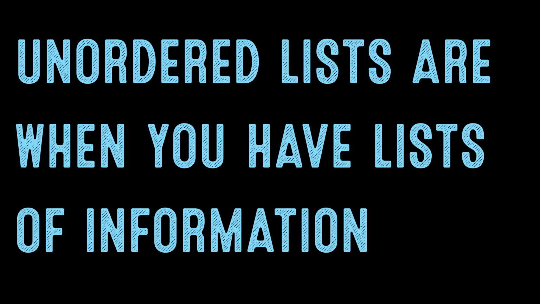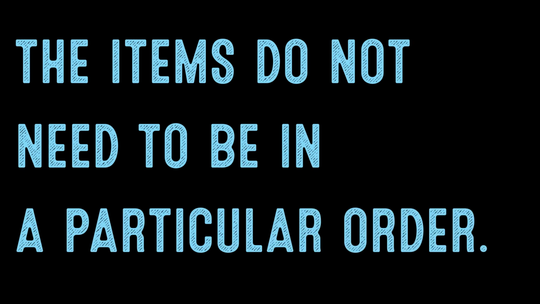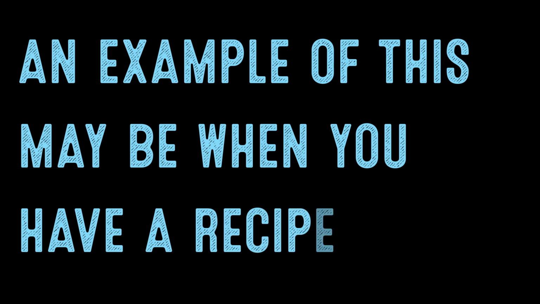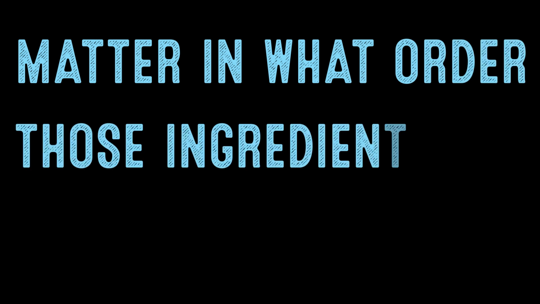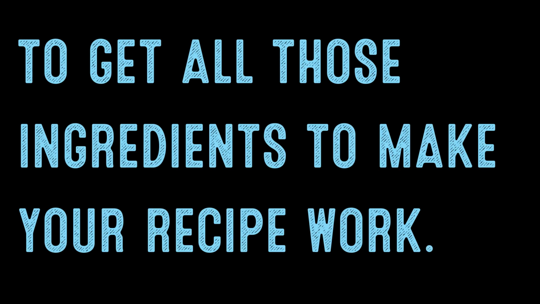Unordered lists are when you have lists of information, but the items do not need to be in a particular order. An example of this may be when you have a recipe and you have an ingredients list, but it doesn't really matter in what order those ingredients are. You just need to get all those ingredients to make your recipe work.